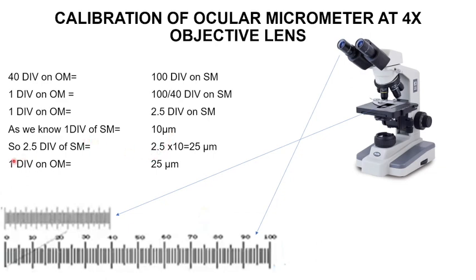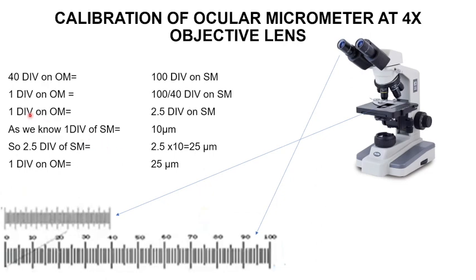So 2.5 divisions of stage micrometer will be equal to 25 micrometer, as 1 division is equal to 10 micrometer. So you will multiply 2.5 divisions with this 10, and in this way you will get the value for 2.5 divisions of stage micrometer. And as we know that 1 division on ocular micrometer is equal to 2.5 divisions on stage micrometer, so we can say that 1 division on ocular micrometer is equal to 25 micrometer.